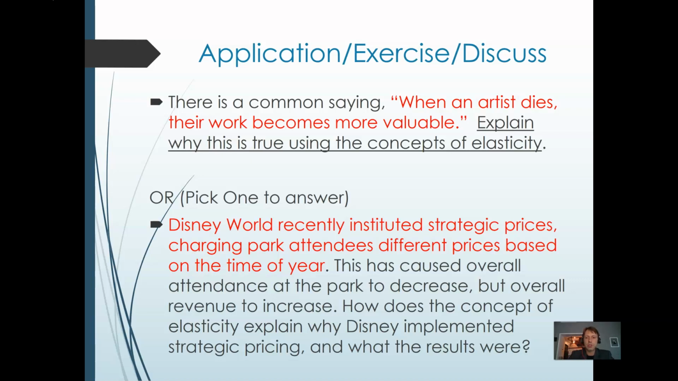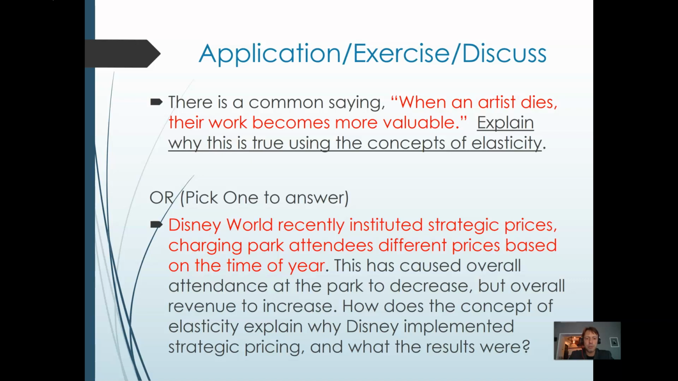Disney World instituted strategic pricing, charging different prices based on demand, the number of people who wanted to come, and that's related to the time of year that it is. And it's caused overall attendance at their parks to actually decrease, but it actually increased the overall revenue of the parks. So they were making more money. If you came into the park, you could actually wait in shorter lines, get on more rides, but you were paying more at peak times to get access to the park.